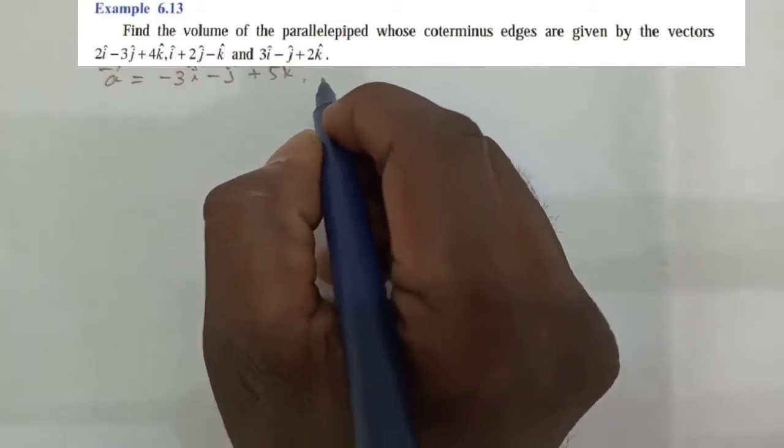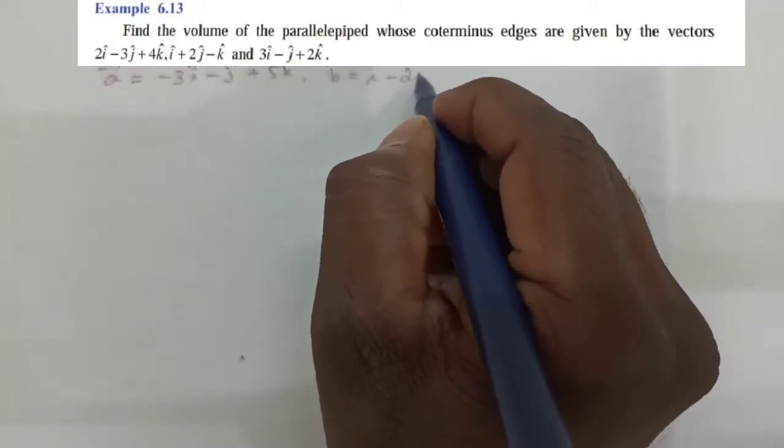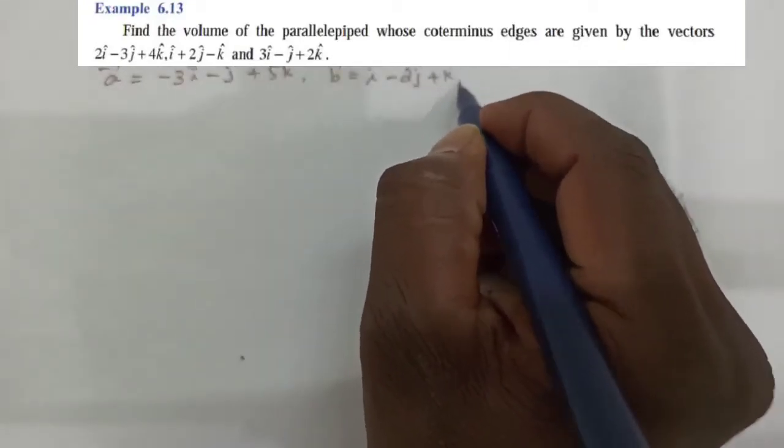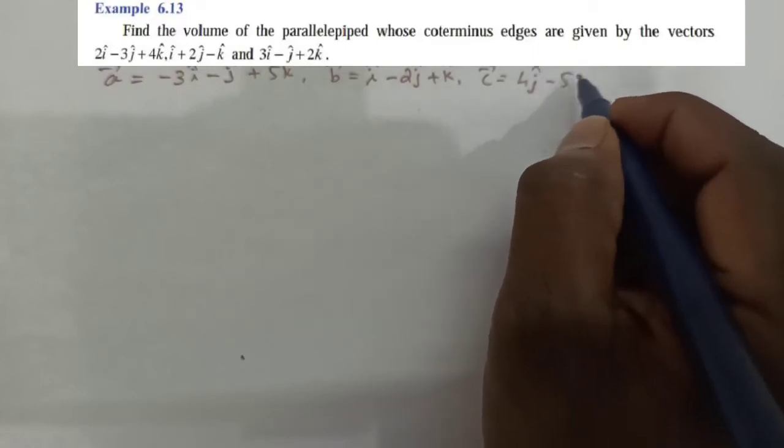Hi students, in this video we are going to see example 6.12. The question: here three vectors are given. The first one, A vector, which is equal to -3i cap - j cap + 5k cap. Next B vector equal to i cap - 2j cap + k cap. Next C vector equal to 4j cap - 5k cap.